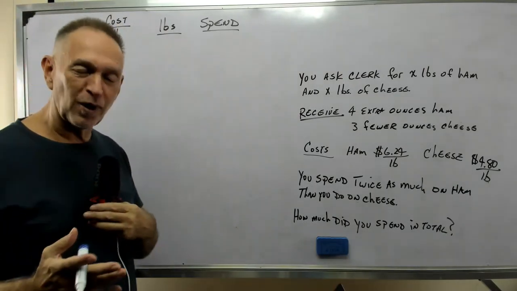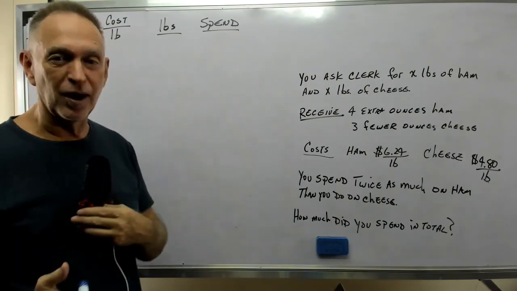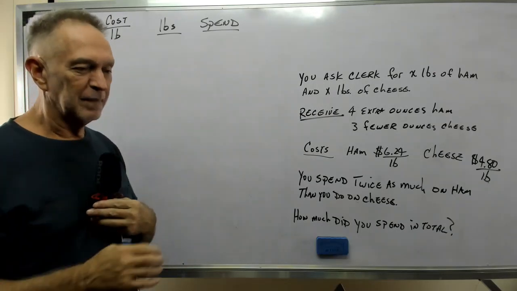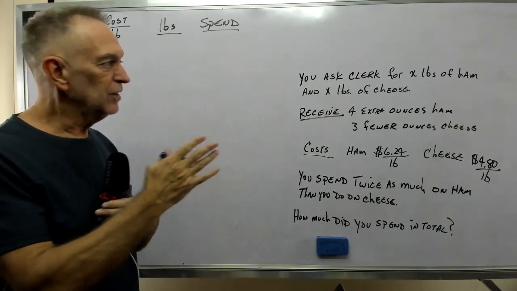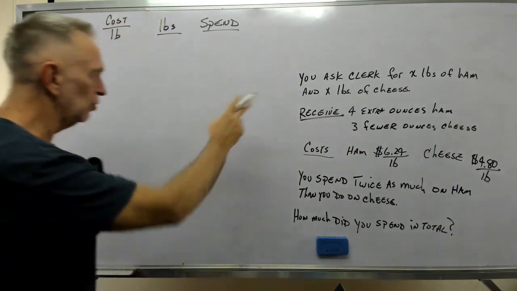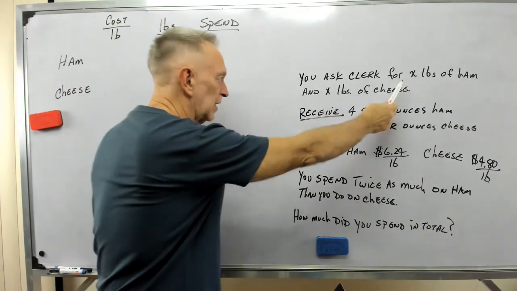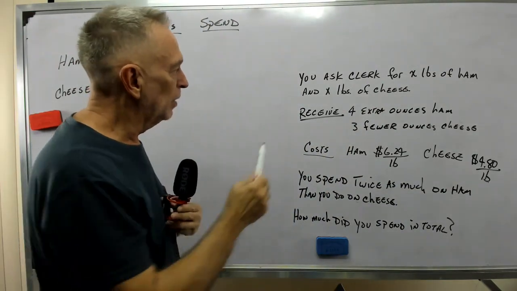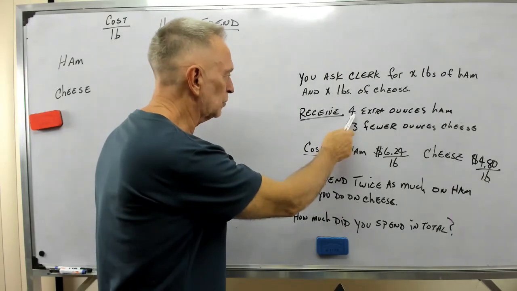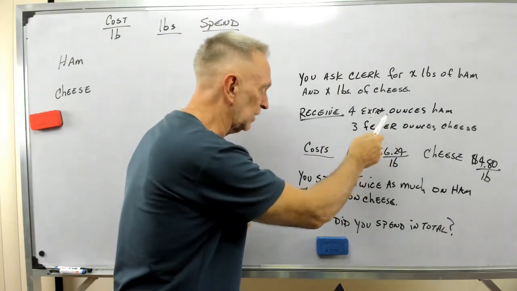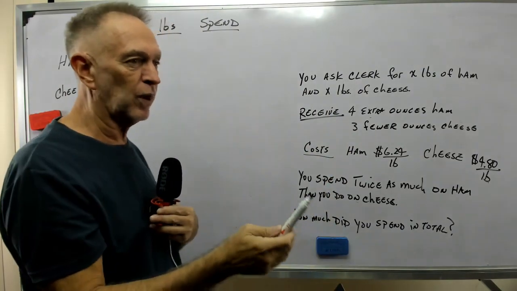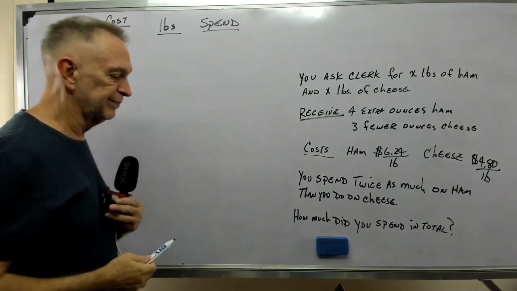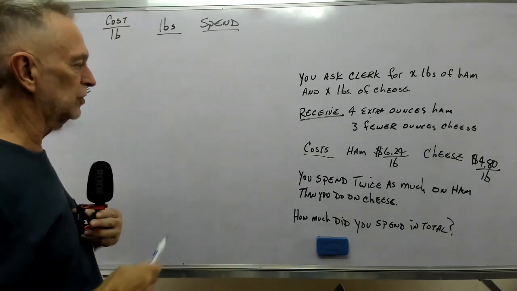Now, in any problem, you can't add apples and oranges, mango and papaya. Things have to be the same. You'll notice they start out saying we have X pounds of ham. We asked for that. But they gave us X plus 4 ounces. X pounds of ham plus 4 ounces. So now we have pounds and ounces in one equation, so we have to get the units the same.